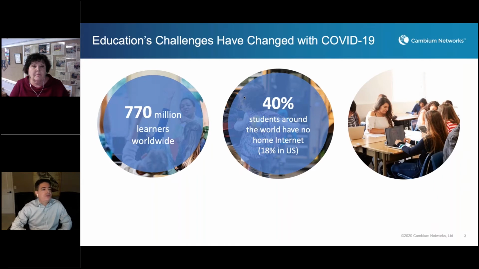So there have been some creative ways of providing access to internet in the home or in other areas where they can get access. So that's one of the problems we'll talk a little bit about today as well.